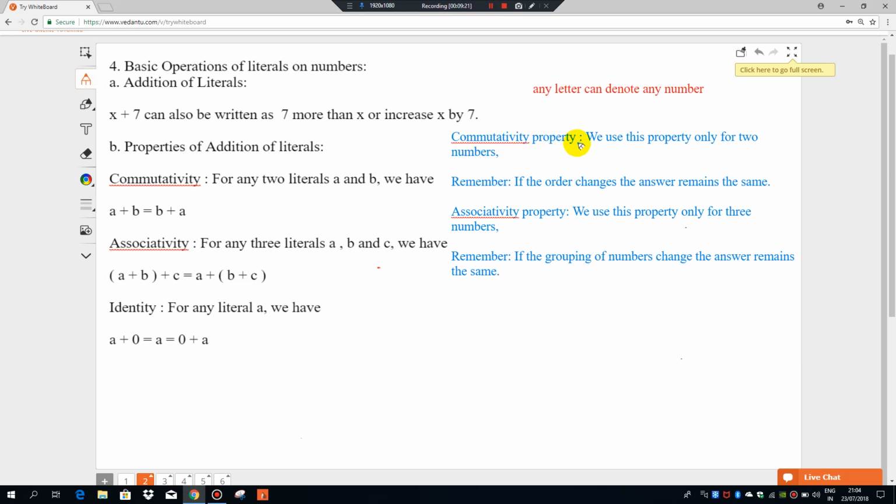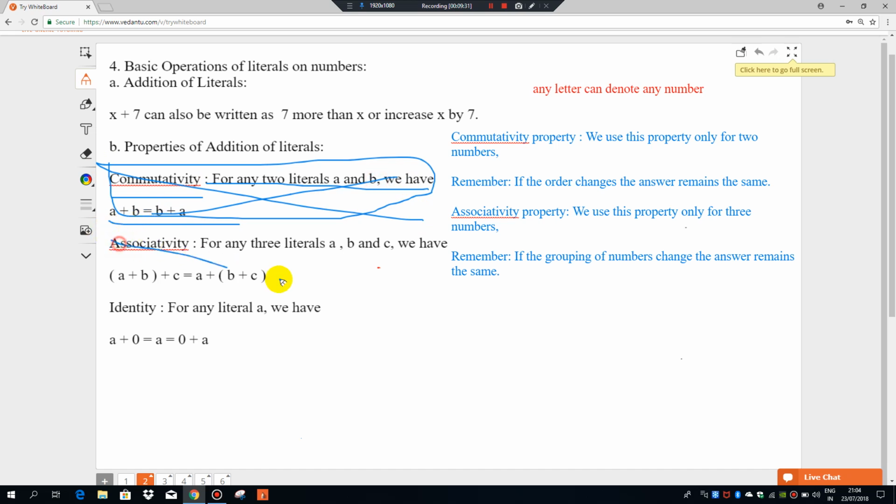For the commutativity property, the easiest way to remember this type of question is this: use this property only for two numbers. Any two numbers we use. Remember, if the order changes, the answer remains the same. Always remember an example.